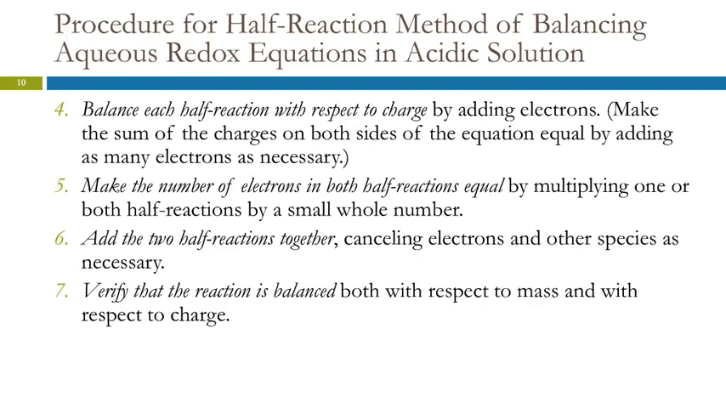Then we're going to add those two half reactions back together. So we need to make sure that the number of electrons lost in the oxidation is equal to the number of electrons gained in the reduction. So sometimes you need to multiply one or both of those half reactions by a number. Add them together, cancel out the electrons and other things that might cancel out, and then double check that it's actually balanced. So those are the steps.